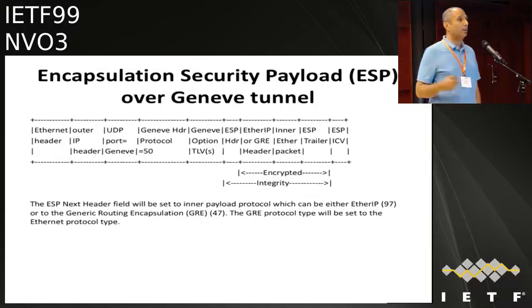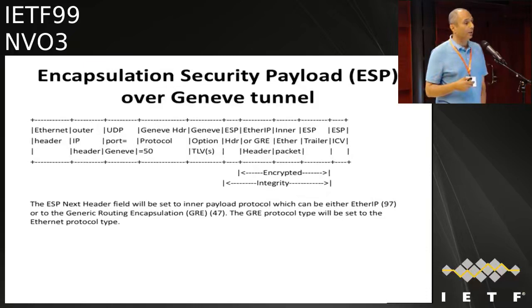Then the inner layer 2 packet, of course, the ESP trailer and the ICV. So I've shown here the part that will be encrypted is going to be the inner packet, starting from after the ESP header to the end of the trailer. And of course, the authentication, or the integrity, will include as well the ESP header.